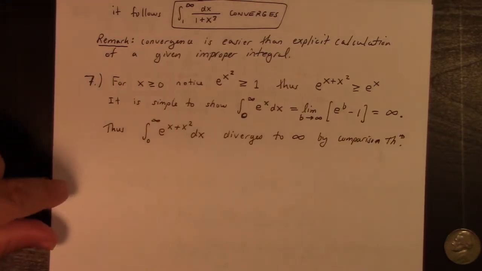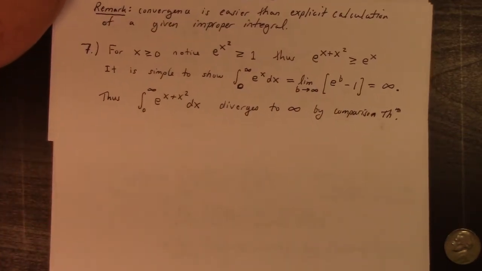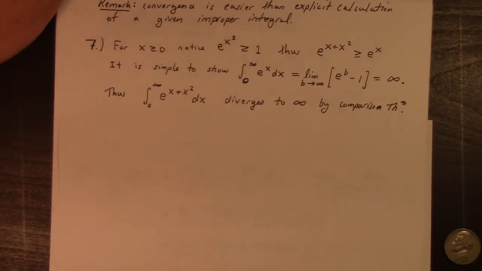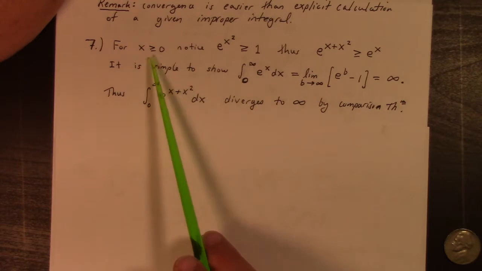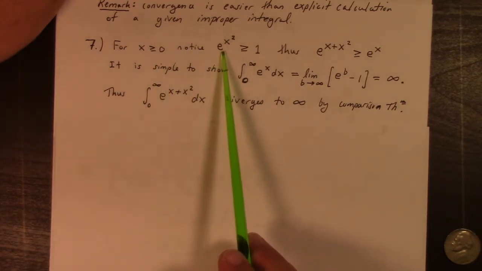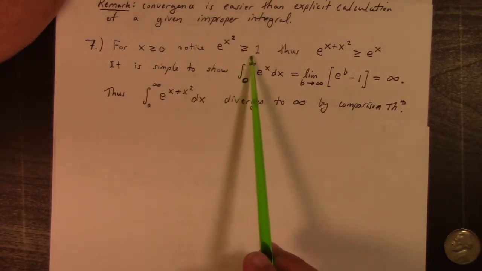All right, example 7. I think this is another comparison example. Let's see what I'm doing. x greater than or equal to 0. We have e to the x squared is greater than or equal to 1.